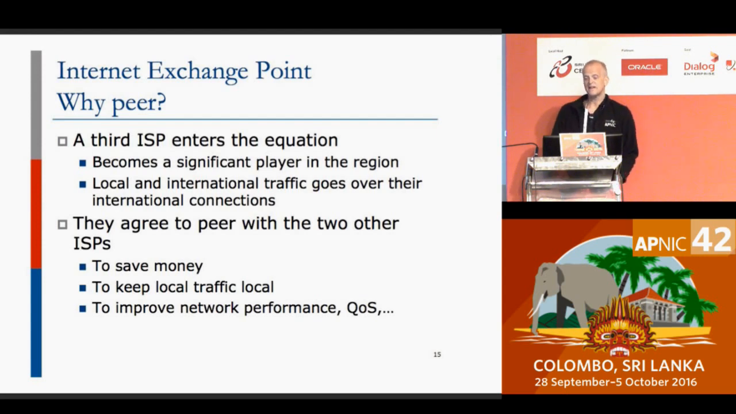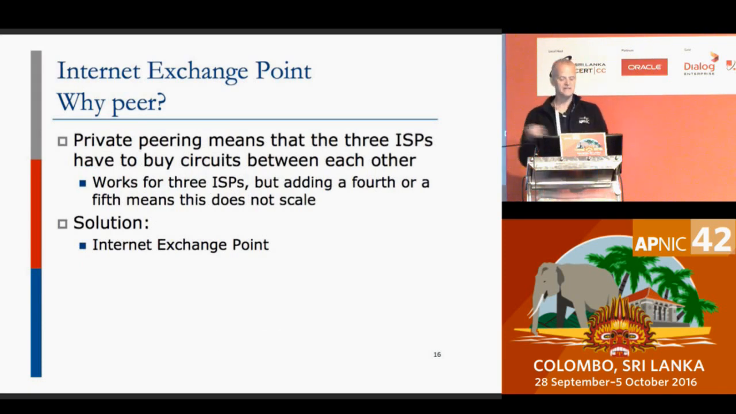What about a third provider entering the equation? Becomes a significant player as well. Same story, local traffic goes over the international connections. They agree to peer with the other two providers to save money, keep local traffic local, improve network performance, QoS. Now, you could run private links between each one. But that means you've got to buy connectivity to the other two providers. You're buying 2 half links. If you share the cost of the link between the two of you, you're buying 2 halves, which makes 1 whole. But what about a 4th one or 5th one, and so on and so forth?